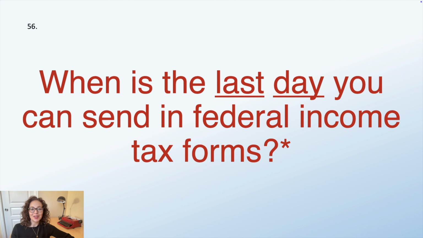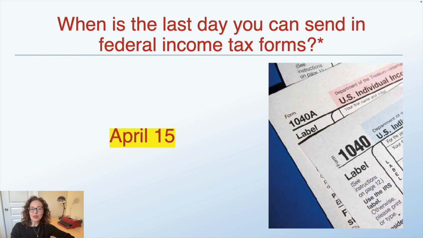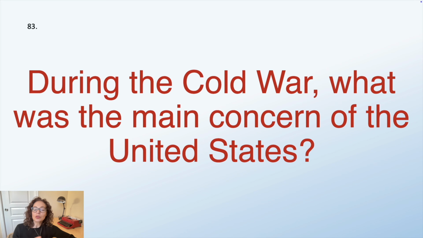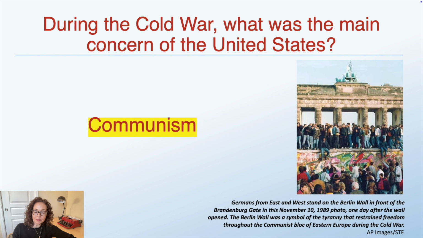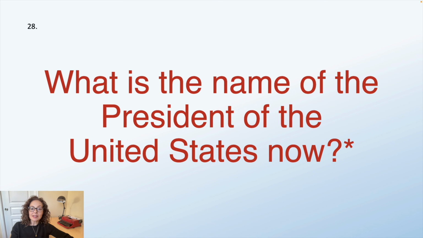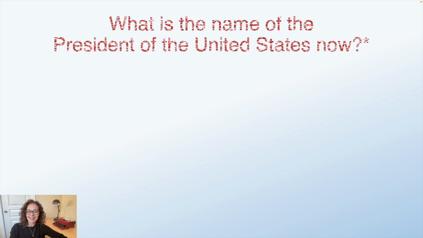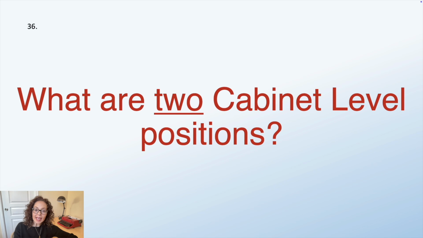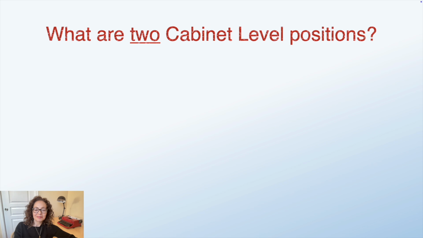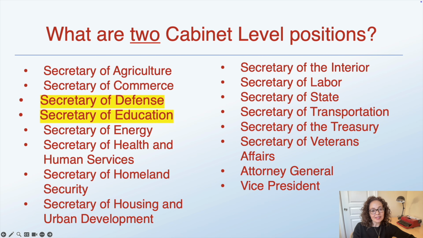When is the last day you can send in federal income tax forms? April 15th. During the Cold War, what was the main concern of the United States? The main concern during the Cold War was communism. What is the name of the President of the United States now? That is Donald Trump. What are 2 cabinet-level positions? Secretary of Defense and Secretary of Education.